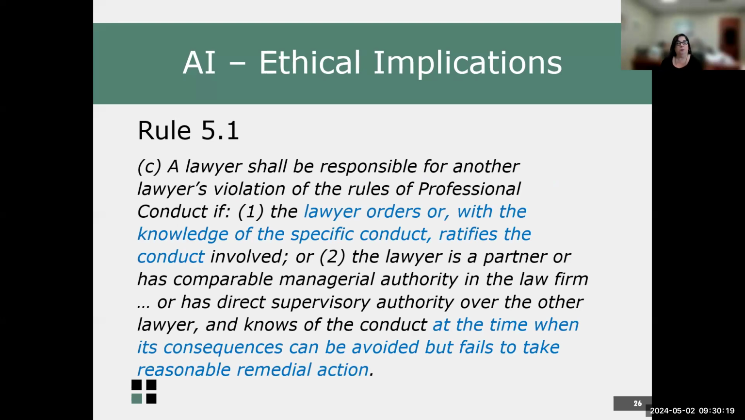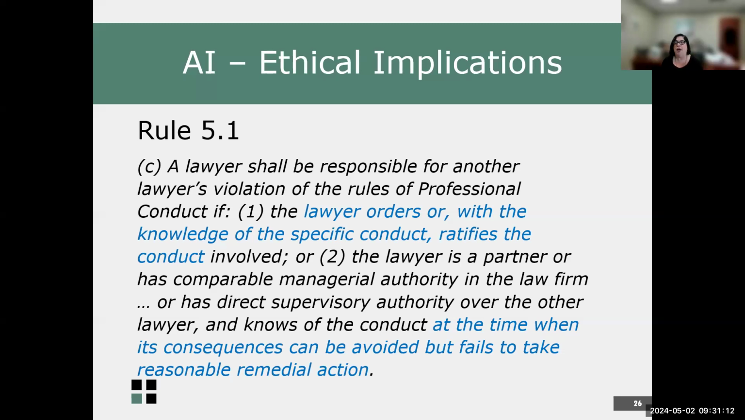It also talks about a lawyer being responsible for another lawyer's violation of the rules if the lawyer orders or, with the knowledge of the specific conduct, ratifies the conduct. What does that mean in the context of AI? Does it merely mean that if you know they're using AI, you're going to be responsible for something that runs afoul of the rule or is not in the best interest of a client? And again, you look at it in terms of, did you know and ratify it at the time the conduct was such that its consequences can be avoided, but fail to take reasonable remedial action.